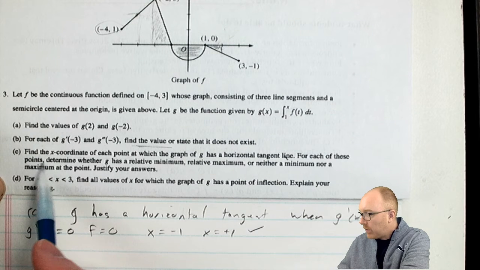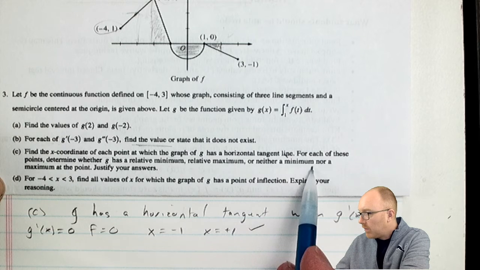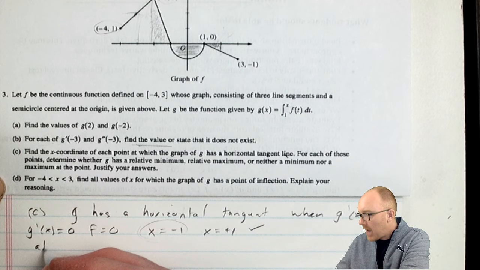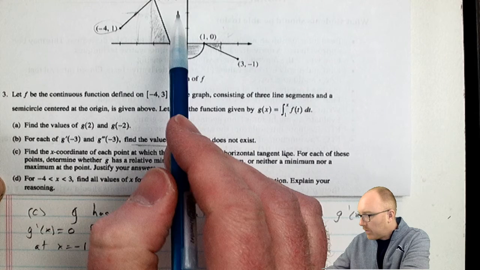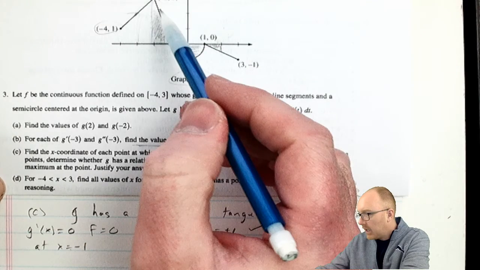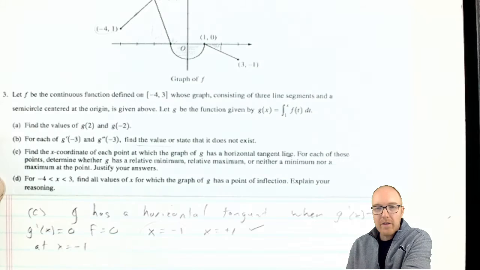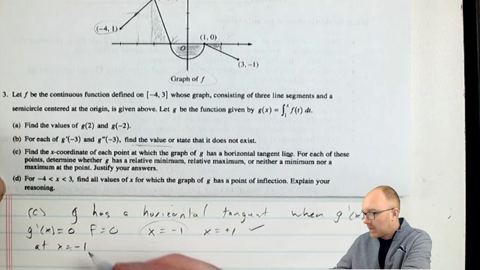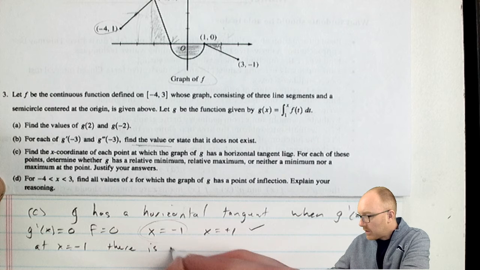For each of these points, determine whether G has a relative minimum, relative maximum, or neither a minimum nor a maximum at that point. Justify your answer. So let's start with x equals -1. At x equals -1, what do we notice? Well, the F graph that we're looking at changes from positive values to negative values at this point. So what do we have, a minimum or maximum or neither? You got it. That's a relative max.